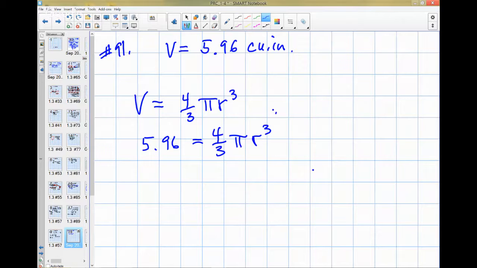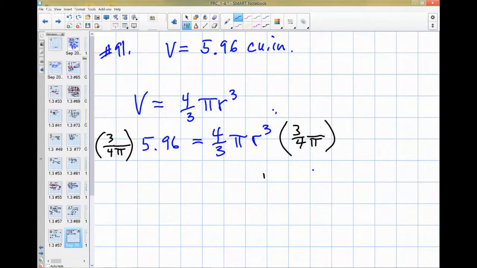What I need to do, let me change colors here to black. I first of all need to get the thirds and the pi out of there. How can I do that? Well, I can multiply both sides by what? By 3/4, right? Because what's 4/3 times 3/4? And that'll be gone. And I need to divide by pi. So that's what I need to do first. Of course, if I do it on that side, I've got to also multiply by 3/4 pi on the other side. So that's how I begin.